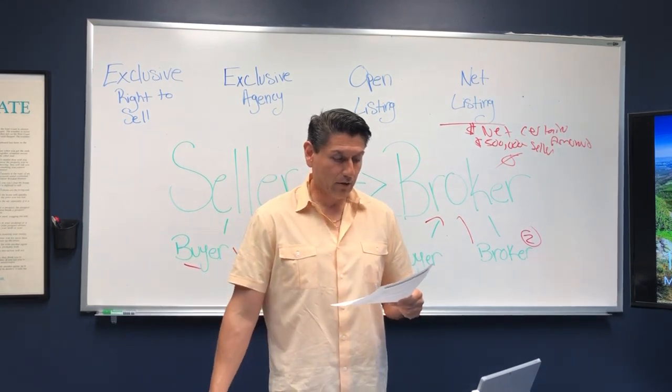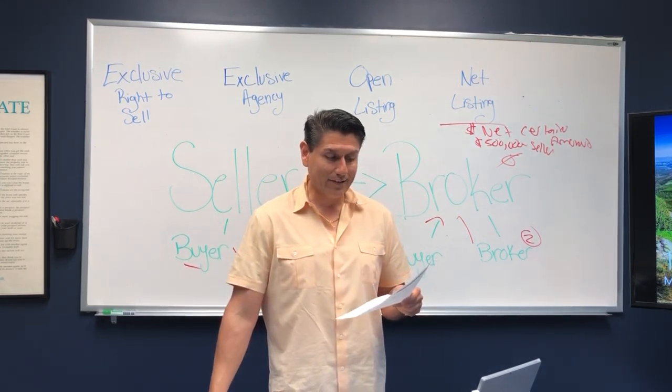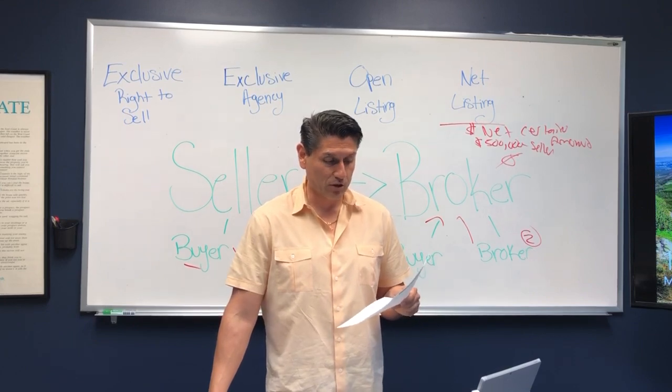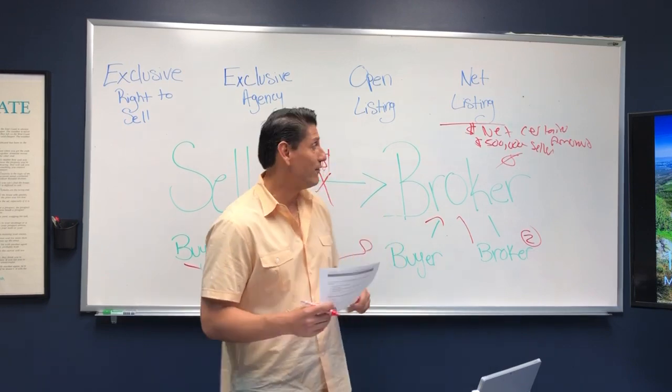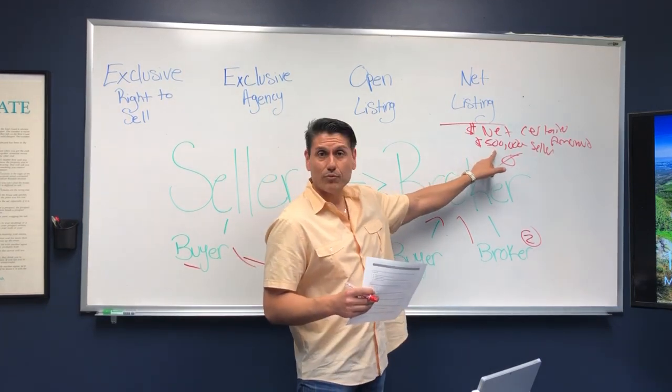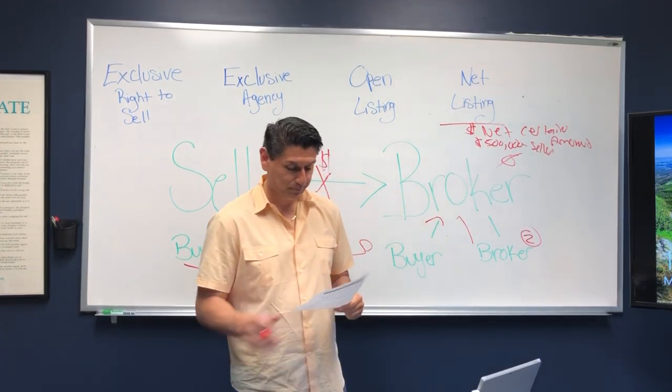So number 8, Broker Jones took a net listing. With this type of agreement, Broker Jones is the procuring cause, but he still may not receive any commission if the offer was not enough to cover the minimum for the seller.